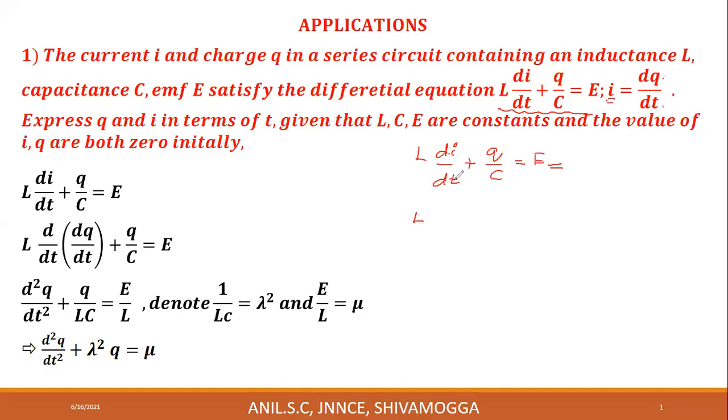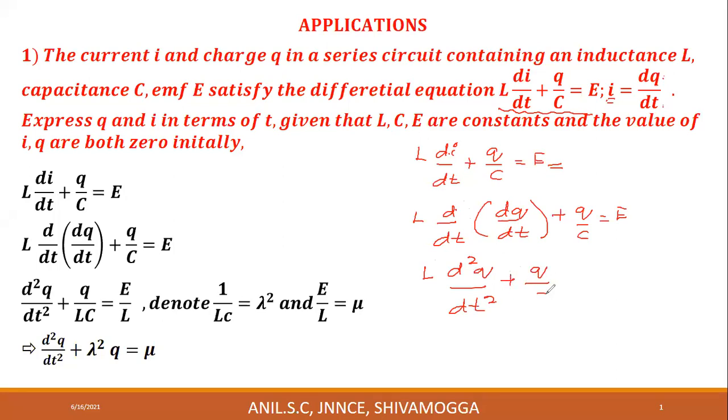Substitute here. L into d by dt of I, and I is dq by dt, plus Q by C is equal to E. Therefore, L into d by dt of dq by dt is d square q divided by dt square, plus q divided by C is equal to E.